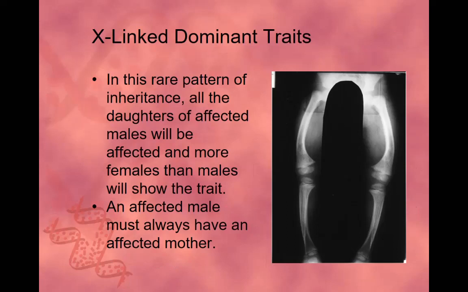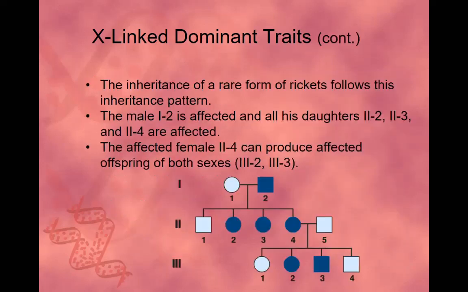Now, in this particular instance, we're looking at something known as rickets. There's a rare pattern of inheritance where all the daughters of affected males will be affected, and more females than males will show the trait. An affected male must always have an affected mother because it's dominant and dad got his one good X from his parents. And so that's how he gets rickets.